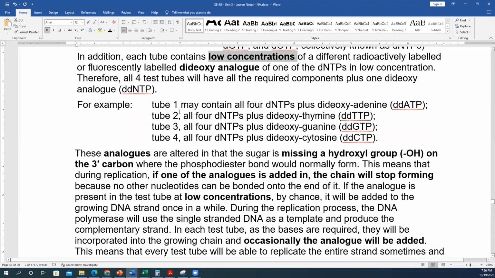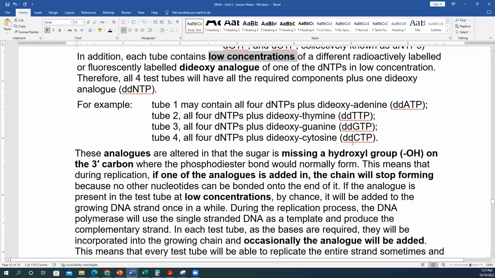For example, tube 1 will contain all 4 dNTPs plus dideoxyadenine. And your second tube will have everything plus dideoxythymine. Your third tube will have everything plus a low concentration of dideoxyguanine. And the fourth one will have everything plus a small concentration of dideoxycytosine or ddCTP.